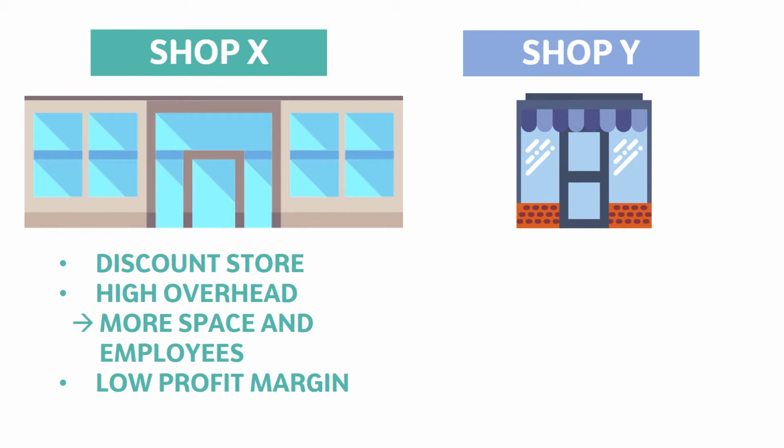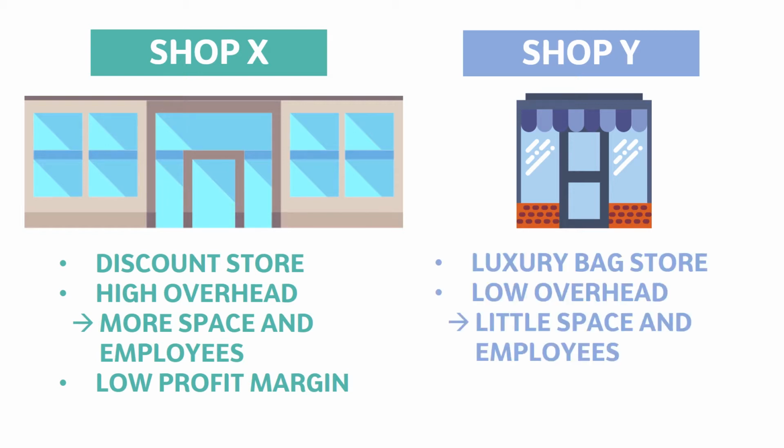Across the street, we have Shop Y, a shop that sells luxury handbags. It has relatively low overhead because it has a small shop space and only 2 employees to sell its luxury handbags. Because of its modest expenditure, Shop Y has a relatively high profit margin.